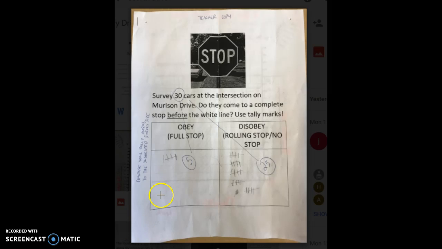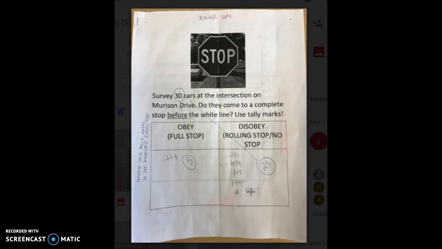They were asked to survey 30 cars and observe whether or not they obeyed or disobeyed the stop sign outside of our school. They used bundles of 5 or tally marks to easily skip count their answers. 5 cars, or a bundle of 5 over here, obeyed the stop sign. 25 cars, or 5, 10, 15, 20, 25 tally marks representing the cars, disobeyed the stop sign outside of our school.